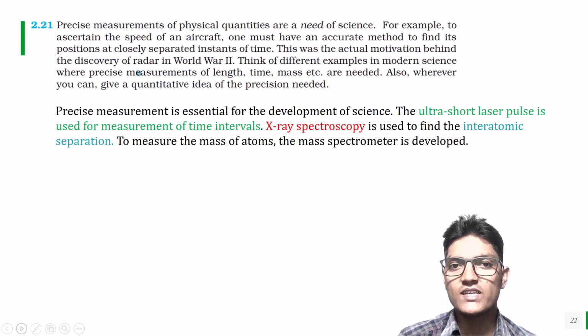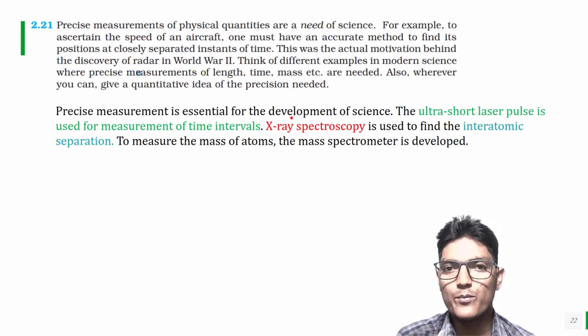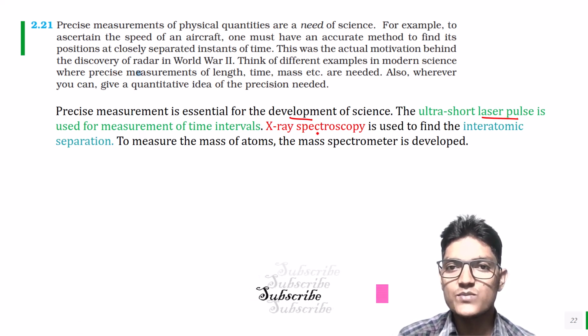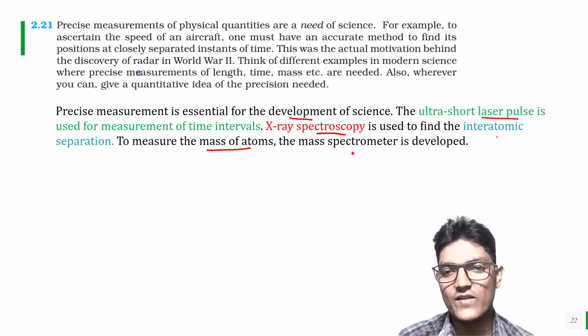So, अगर आपको यहाँ पे example दिया जाए, precise measurement is essential for the development of science that we all know, and the ultra short laser pulse is used for measurement of time intervals. X-ray spectroscopy is used to find the interatomic separation and to measure the mass of the atoms. Also, the mass spectrometer is developed.